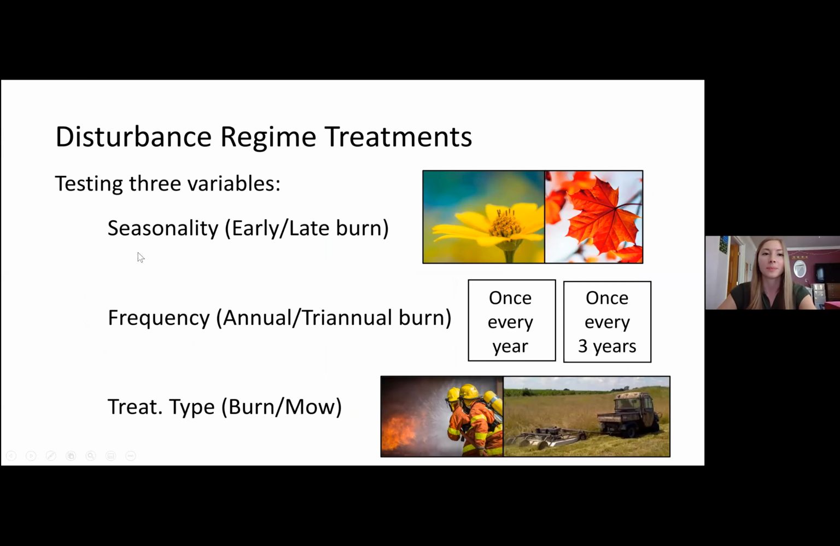So I was essentially testing 3 different variables: seasonality, so differences in bacterial OTU composition between samples that were in plots that were either burned early in the summer or late in the summer; frequency, so plots that were either burned once a year or plots that were burned once every 3 years; and treatment type, so differences in bacterial OTUs from plants that were collected in sites that were either burned or mowed.